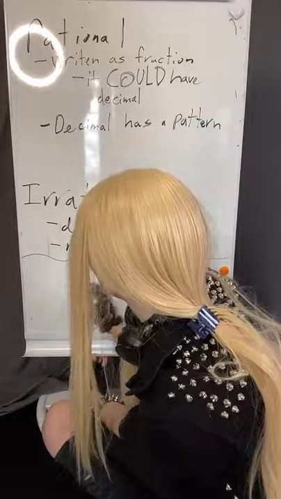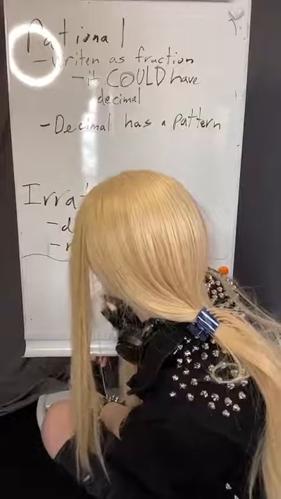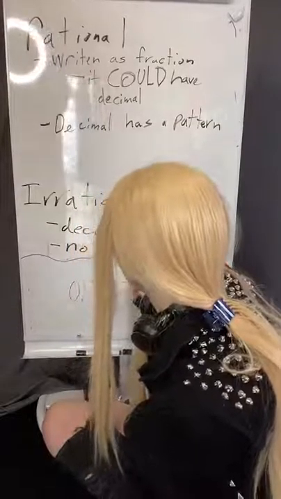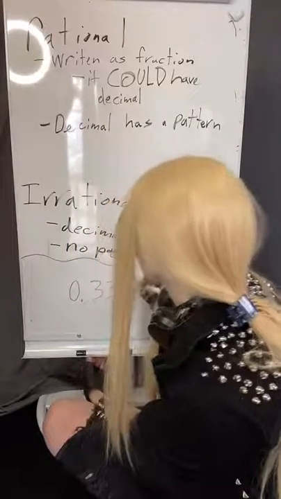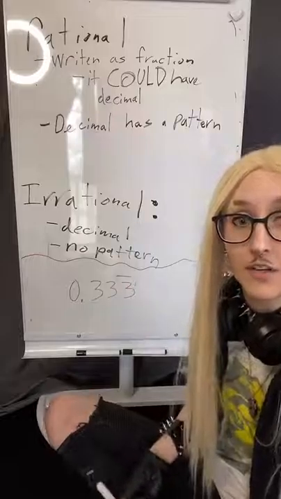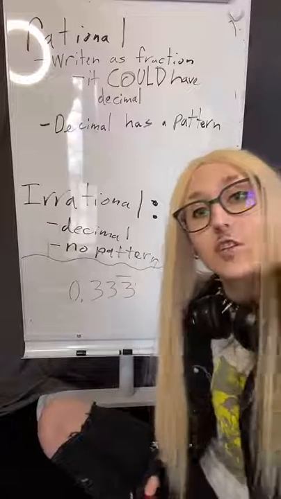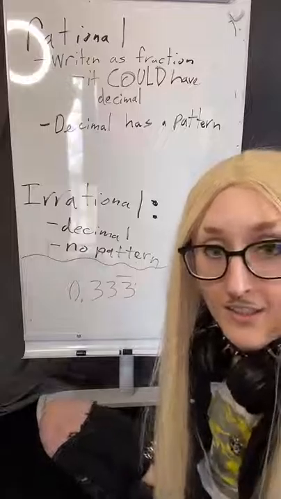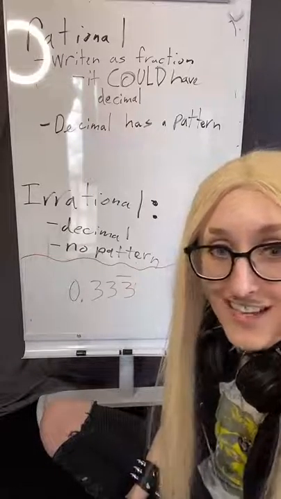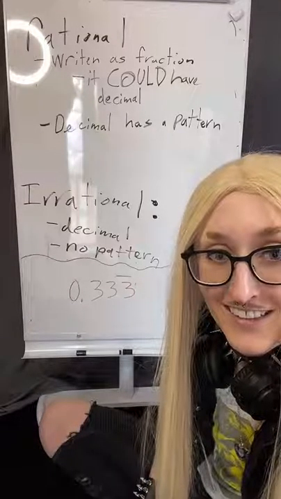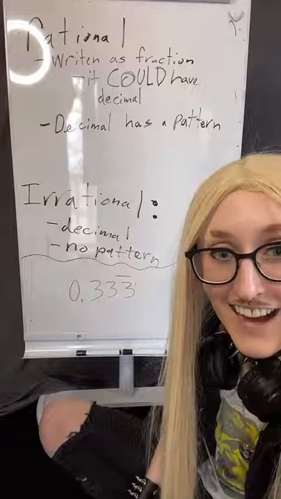We'll do 0.333, with a line above it. This line above it means that the 3 repeats forever and ever. Is that one rational or irrational? Put your guesses in.